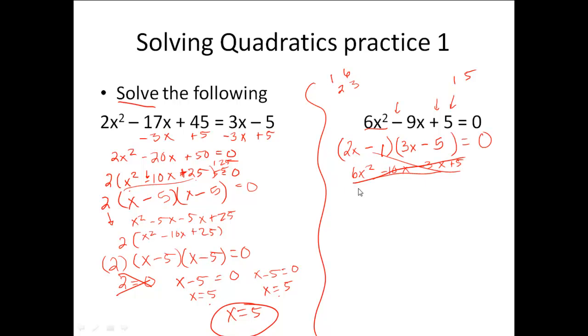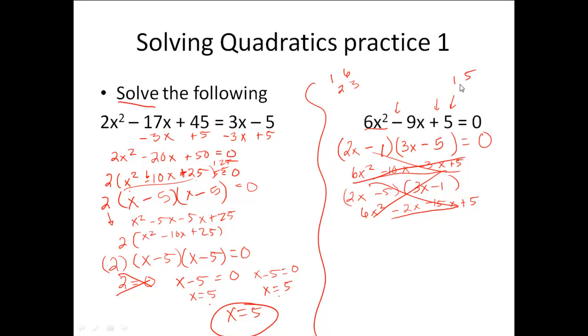Okay, so that one didn't work. I'm going to flip-flop my 1 and my 5 around. So I'm going to do 2x minus 5 and 3x minus 1. Hopefully this time it'll work. So I've got 6x squared minus 2x minus 15x plus 5. I can see that's not going to give me my 9x that I need. So that one didn't work.